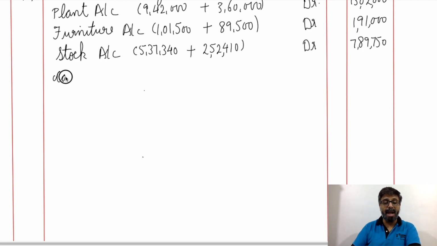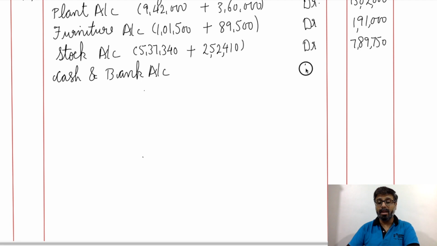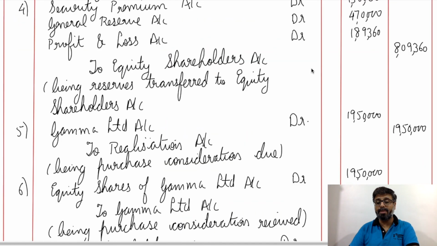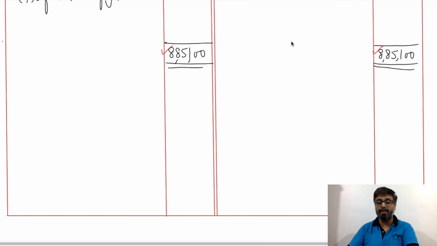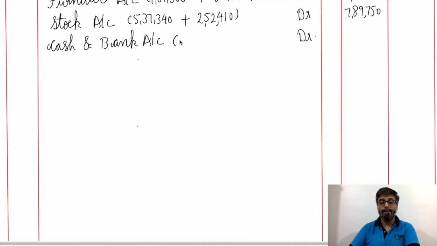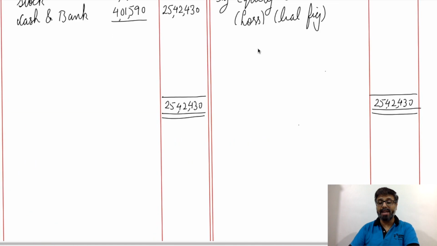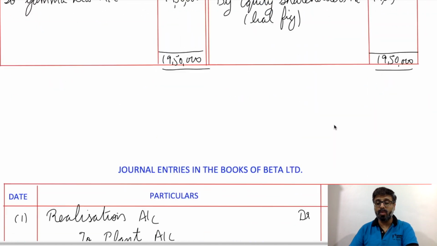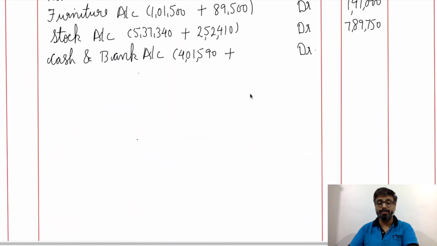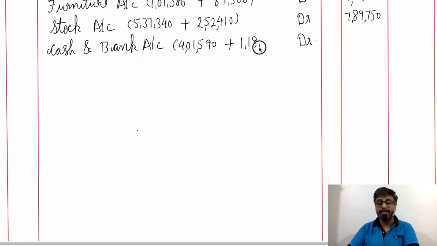Then cash and bank account debit. Next asset is cash and bank account debit. Now what are the amounts of cash and bank of both the companies? Alpha Limited's cash is 401,590. Okay, 401,590 plus Beta Limited's cash and bank is how much? 118,190. So plus 118,190.